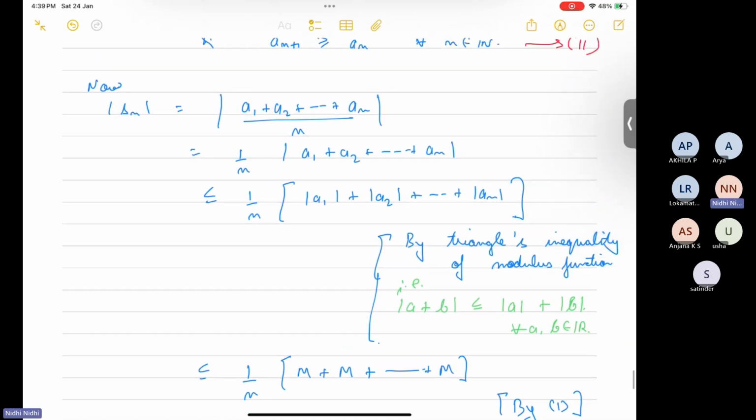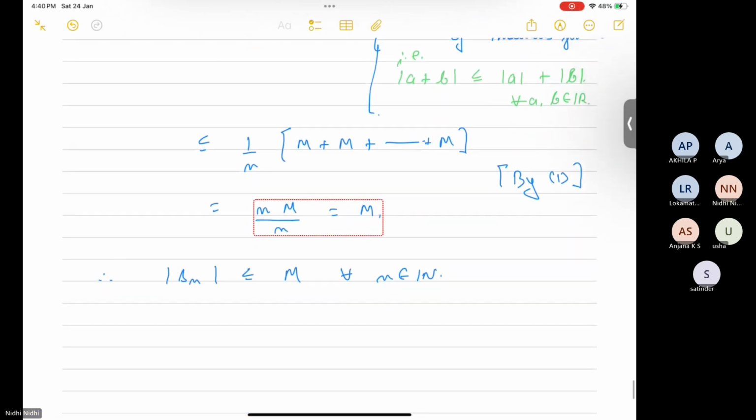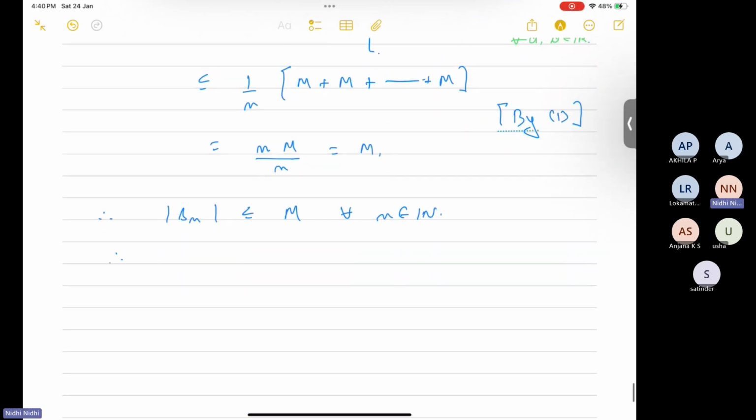Therefore, the sequence Sn is bounded. We used the fact that an is bounded, and hence we concluded that the sequence Sn will also be bounded, and they both will have the same upper bound. Therefore, Sn is bounded as well. Next, we will show that the sequence Sn is increasing.